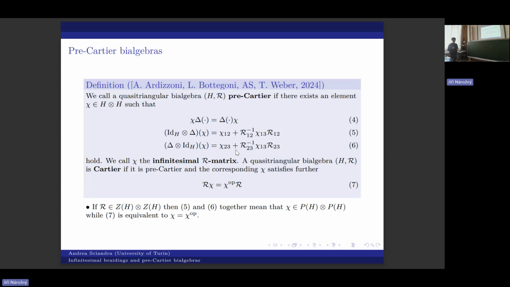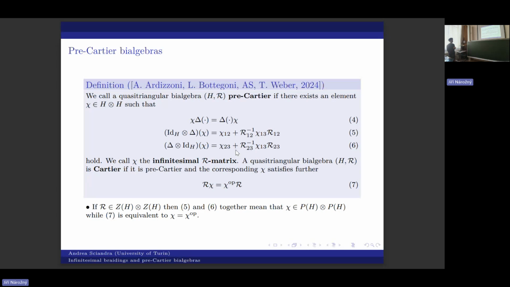And you see that now chi commutes with delta. While for identity tensor delta over chi, you have now a sum of two pieces. Again, we use the leg notation. And the second part involves R and R minus 1. And we call this chi the infinitesimal matrix. So the first degree order tells you that chi satisfies this property here. So it is in fact a pre-Cartier bialgebra. Moreover, we also say that this pre-Cartier is also Cartier if R and chi commute in this sense. And we will see later why this name, pre-Cartier and Cartier.